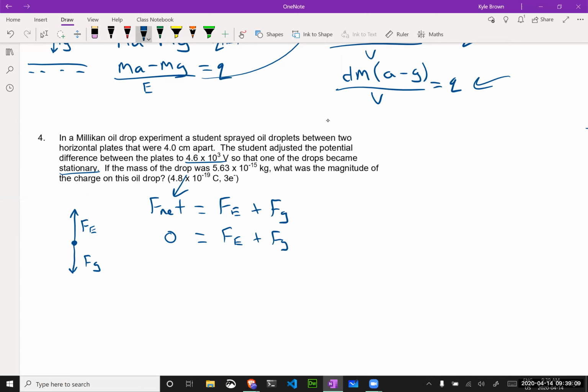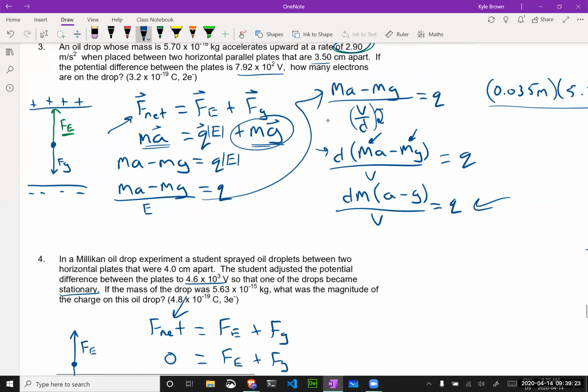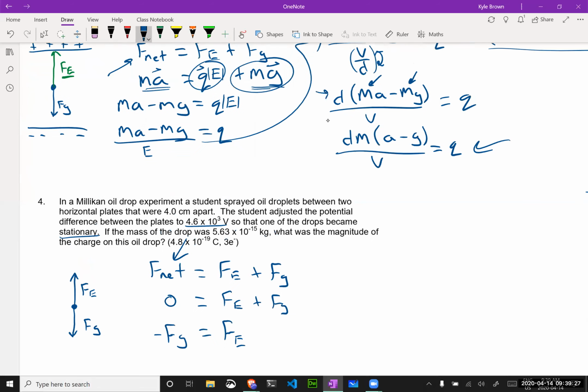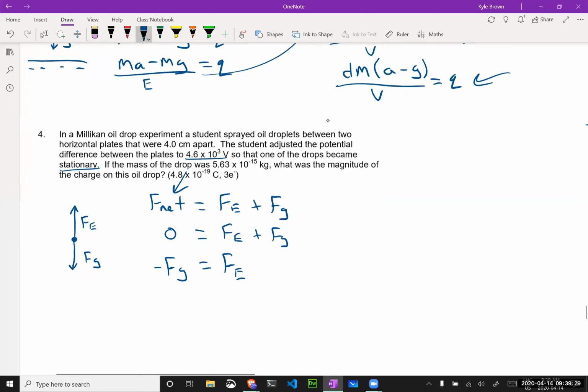And another way of saying that is that FE is just equal to negative FG. They're the same. You can make those things equal to each other. And then you can just go from there, and it's very similar to the last one. So you replace FE with QE, and then replace E with the voltage over the distance, and go from that one.